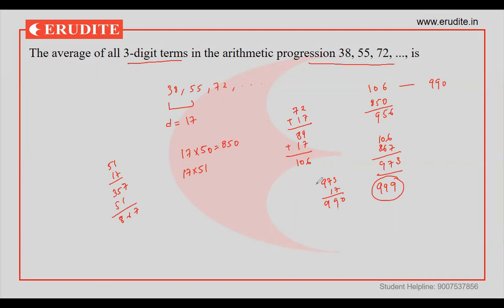So now, guys, my numbers are like 106, and then after that 123, and so on up to 990. We have to find out the average of all these numbers. So we know that if a series is in an AP, the average will be the average of the first number and the last number. So it is 106 plus 990 by 2. 1096 by 2, that is nothing but 548. So this is our correct answer. I hope it is clear to everyone. Thank you.